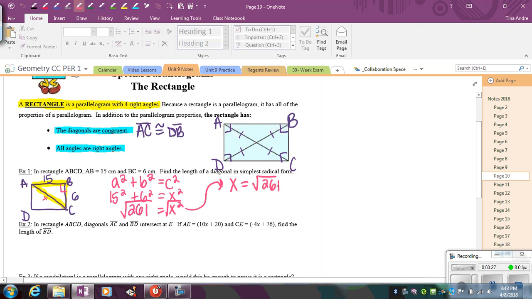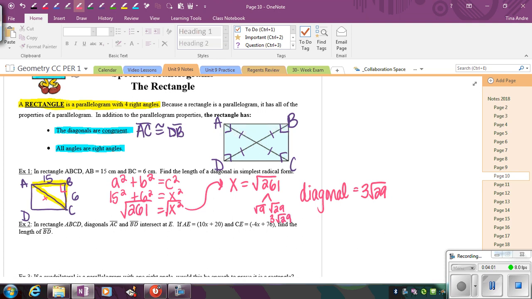Then this says to simplify into simplest radical form. So let's try some different perfect squares and see if they're factors of 261 and go from there. Right away I'm trying 9, and when I divide 261 by 9 I'm getting 29, so that's going to be the way to go here. So I have square root of 9 and square root of 29, so this will reduce down to 3 root 29. So that means the diagonal is equal to 3 square root of 29.